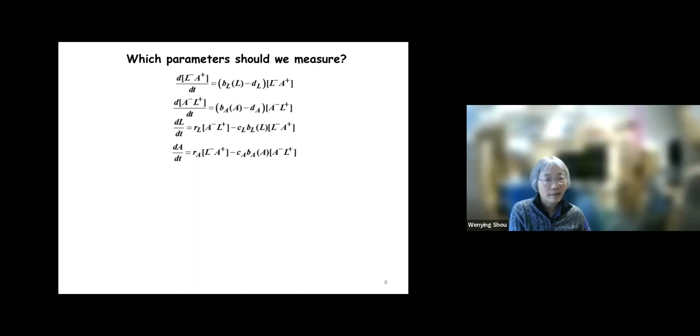Any takers? I'll give you a minute. They're growing at a constant rate, right? A fixed rate, both populations. No one? I don't believe that. Anyone want to take a guess?